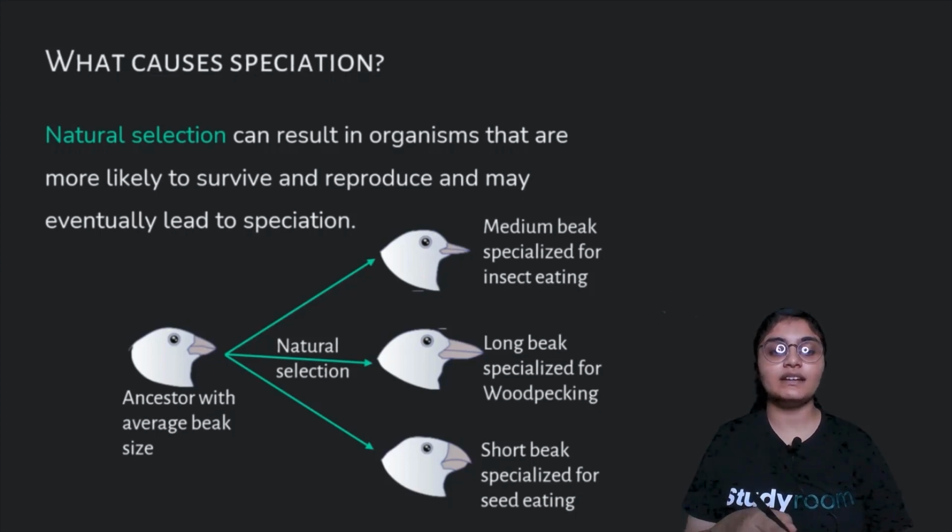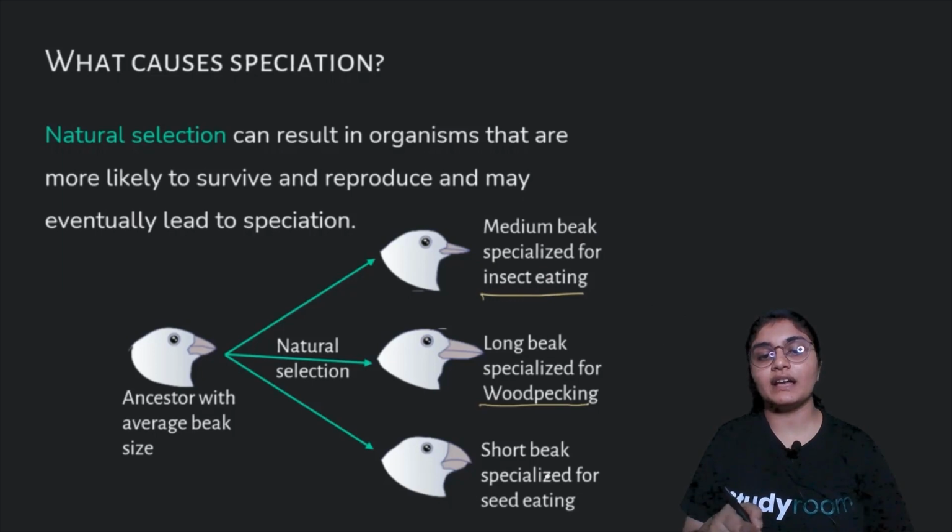As we can see here, the ancestor bird with average beak size, due to natural selection, these bird species develop different kinds of beaks based on their feeding habits, as we discussed in the first slide as well. So here they are developing different kinds of beaks due to different feeding habits, like the medium sized beak specialized for insect eating, the long sized beak specialized for wood pecking, and the short beak specialized for seed eating. So these are the three kinds of beaks that are specialized, right? And hence new species are getting formed from the ancestor bird.